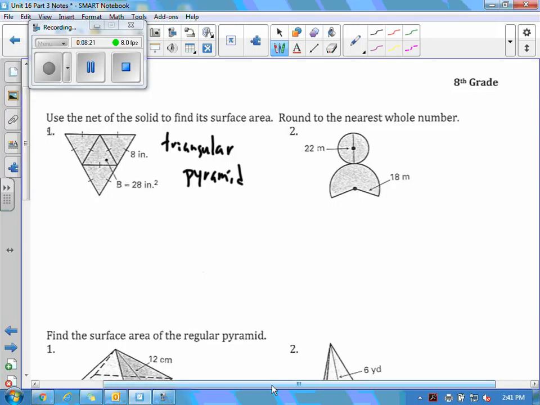So we know that this base is 28. But we also know that these little tick marks mean all the sides are the same. So really, I just have 4 triangles that are all 28 inches squared. To find the area, I can just do 28 times 4. When I do that, I get 112, and that's going to be inches squared because I'm dealing with area.